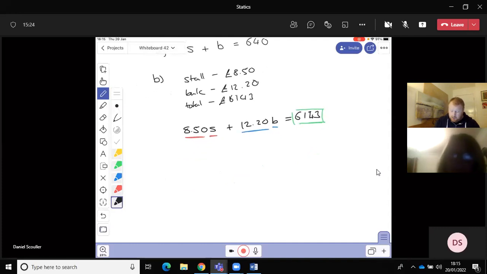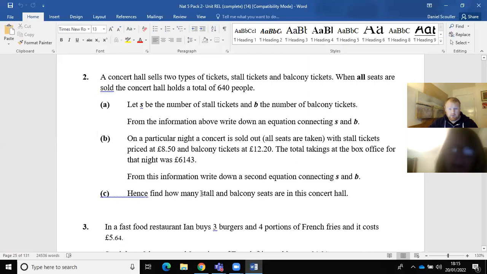So, part C. Find out how many stall tickets there are and how many balcony seats there are in the concert hall. So effectively work out what S and B are. And that's where we're going to do our simultaneous equations.